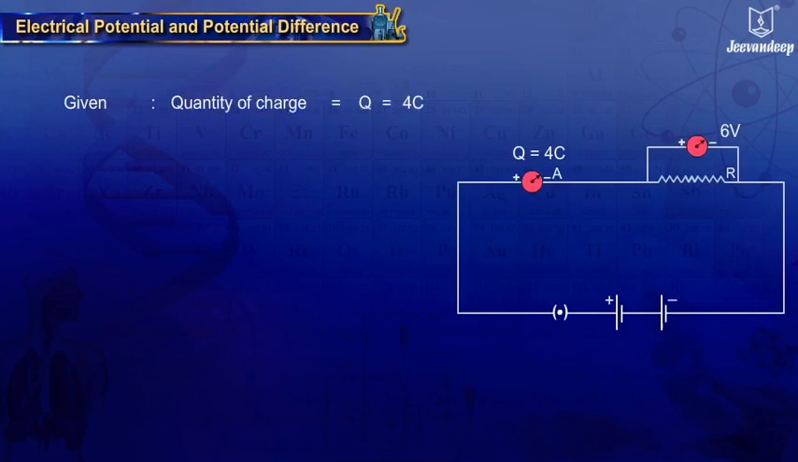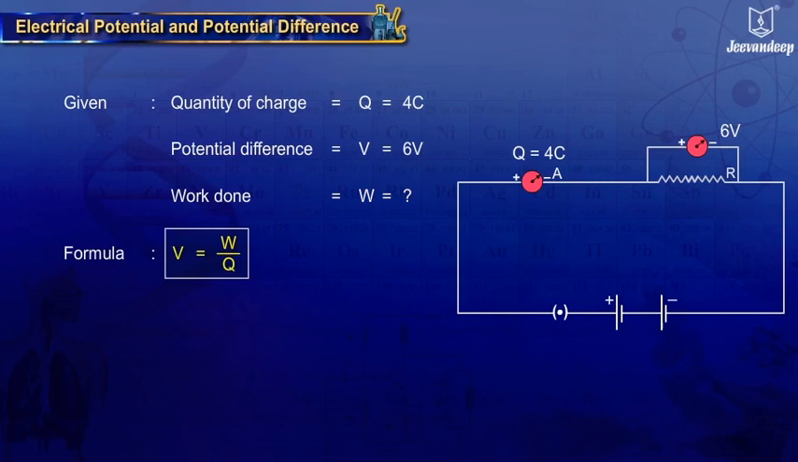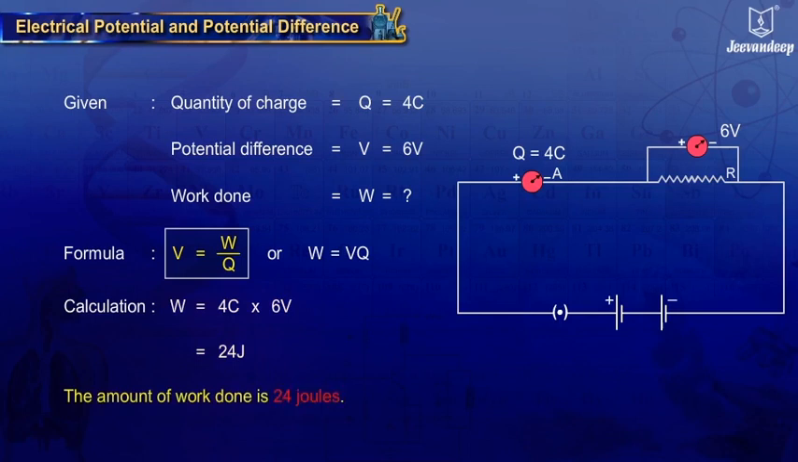Given: quantity of charge Q equals 4 coulomb. Potential difference V equals 6 volt. Work done is to be calculated. Formula: V equals W upon Q, or W equals VQ. Calculation: putting the values of charge and potential difference in the formula, we get W equals 4 coulomb multiplied by 6 volt equals 24 joules. The amount of work done is 24 joules.